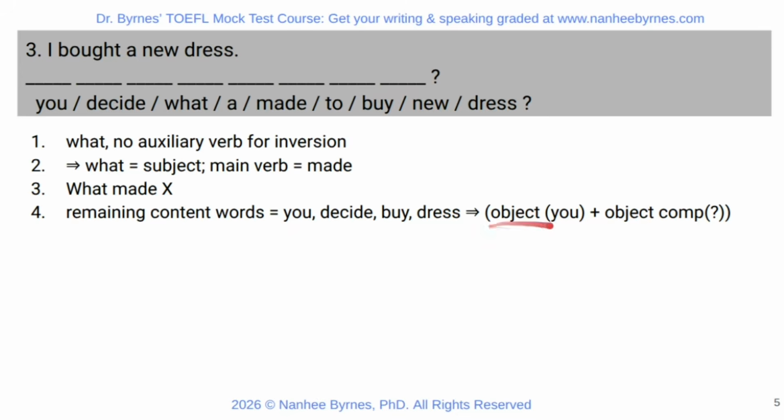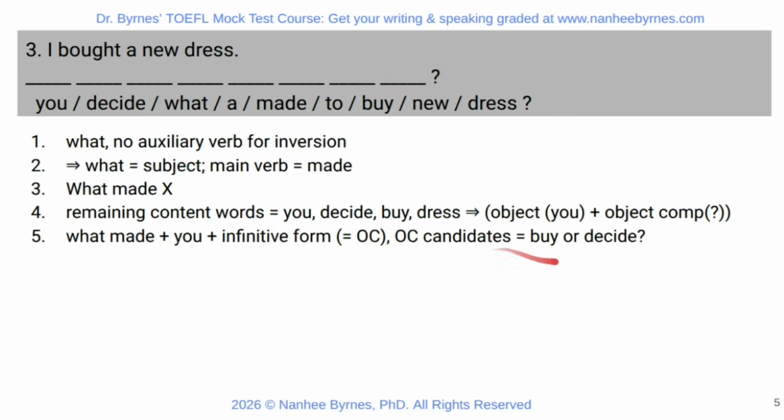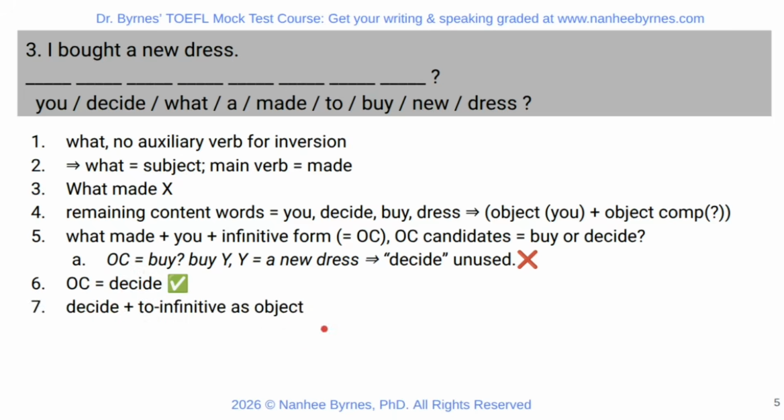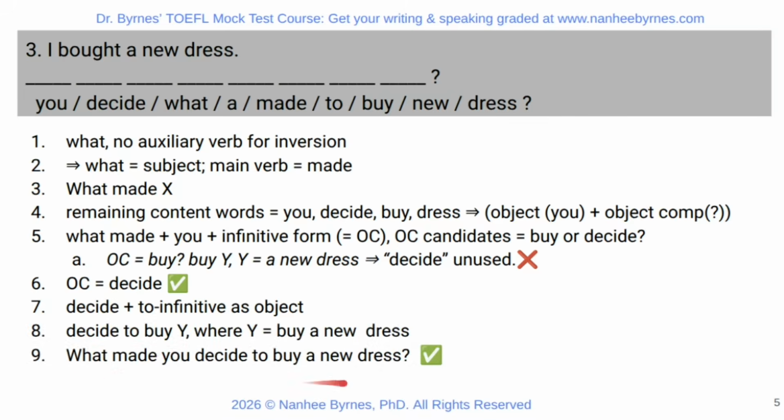This is a typical pattern 5 sentence, where we have an object and an object complement. Here, you is the object, and the complement is a verb in the infinitive form. We need to decide which verb functions as the object complement. If we chose buy, the sentence would be what made you buy, but this leaves decide unused. Instead, decide is the object complement, and to buy a new dress completes the infinitive phrase. Putting it all together, we get the full correct question: What made you decide to buy a new dress?